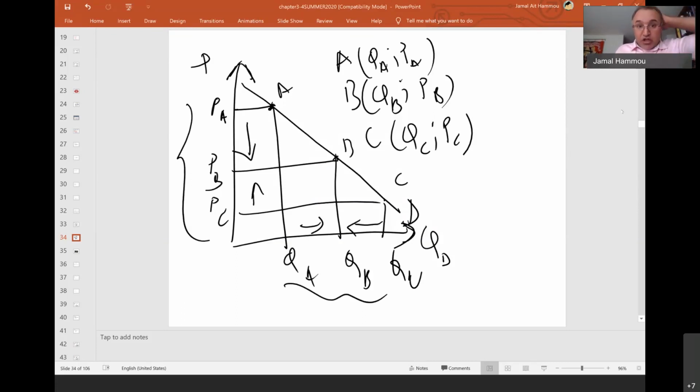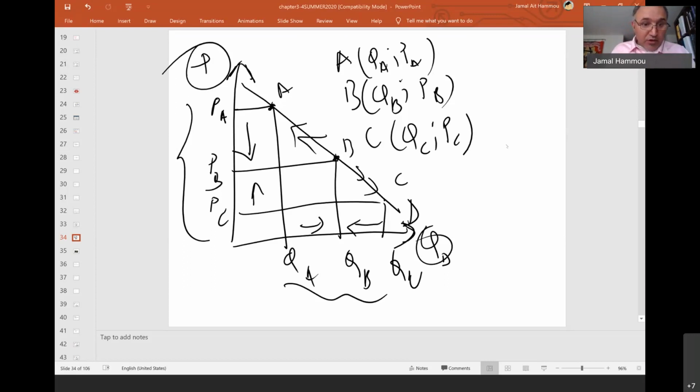So every time we change the price, we say that this is a movement along the demand curve. If you change the price, you can stay on the same graph and move up and down. Law of demand, that's a negative relationship between the price and quantity. They don't move in the same direction.